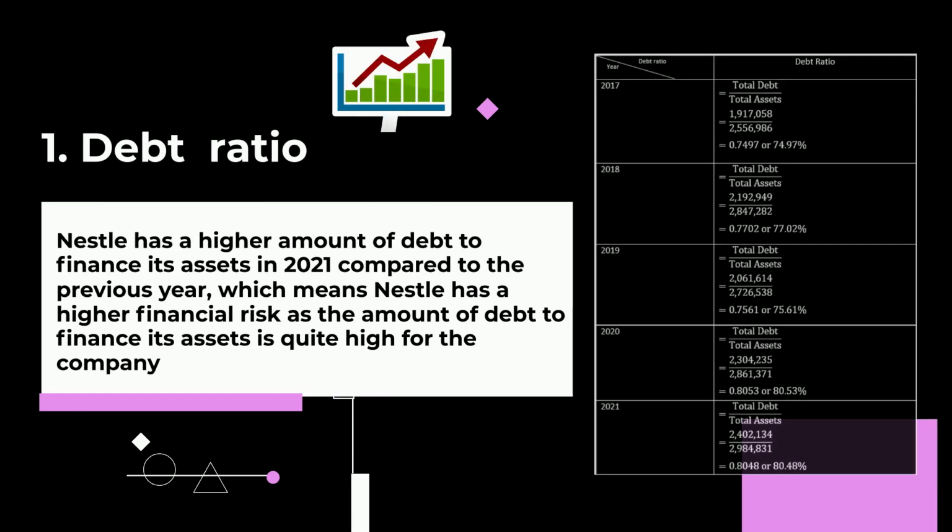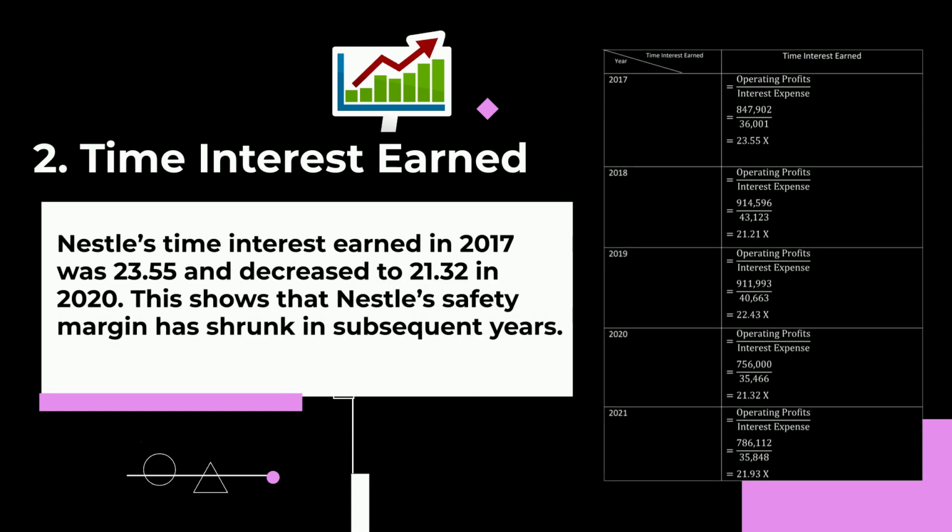For financial decisions, the company will look at its debt ratio, which shows that the debt ratio has increased year by year. Nestle has a higher amount of debt to finance its assets in 2021 compared to the previous year, which means Nestle has a higher financial risk as the amount of debt to finance its assets is quite high for the company. Nestle's times interest earned in 2017 was 23.55 and decreased to 21.32 in 2020.